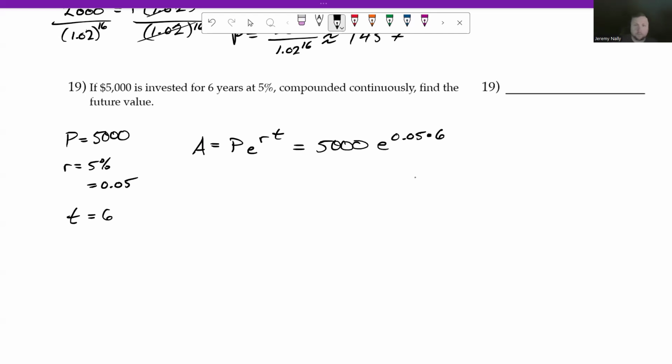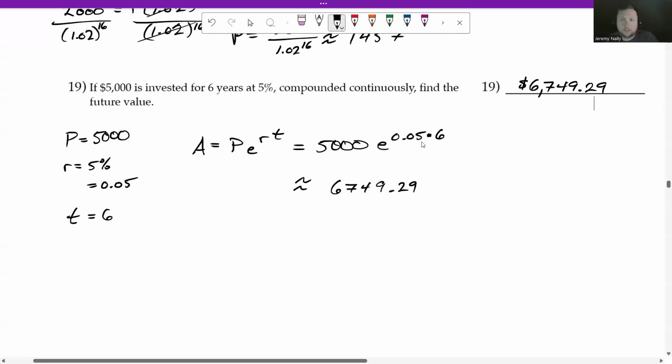Okay, so I have... No, they didn't say where to round it, so if you're ever uncertain and you don't see it in the question, just round to the nearest cent. Okay. Because if you're thinking about it, that's what the bank account's going to say in 6 years.